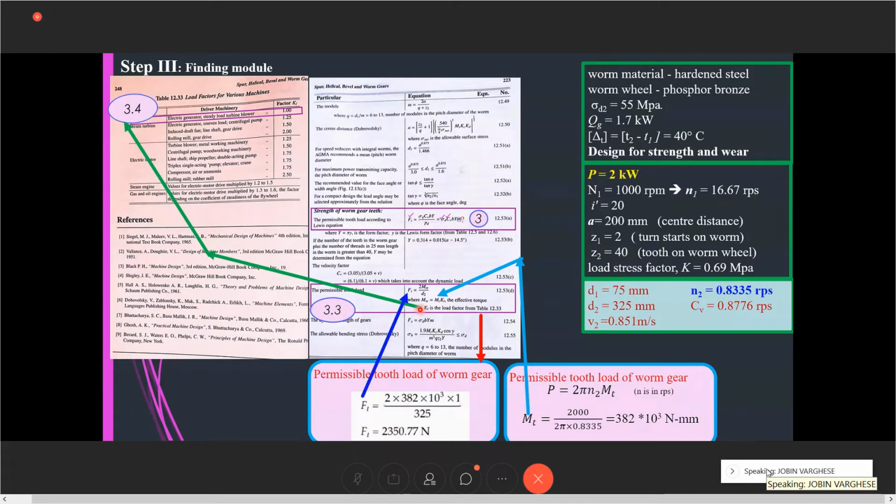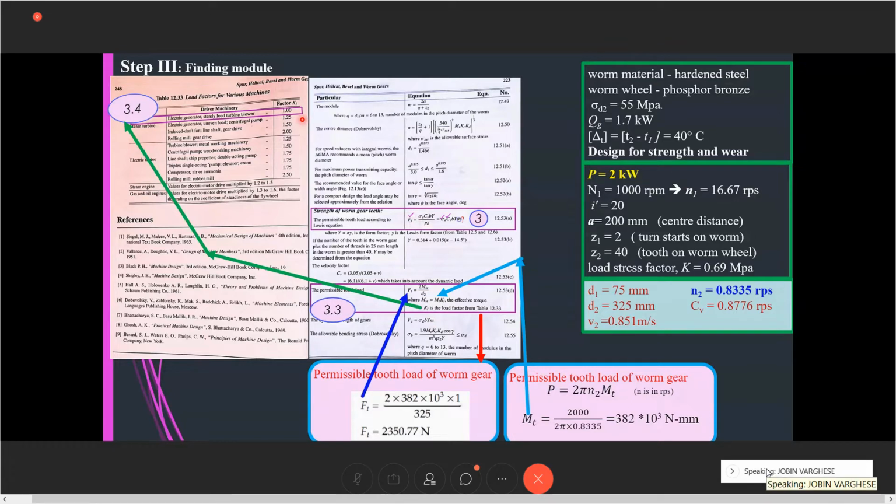Okay, here we calculate the Ft. Ft is calculated with the equation Ft equal to 2 MT by D2, where MT is equal to MT into KL. There is a factor called KL, so we have to calculate what KL is. We come to page number 248. There is a KL, but it's not specified anything.